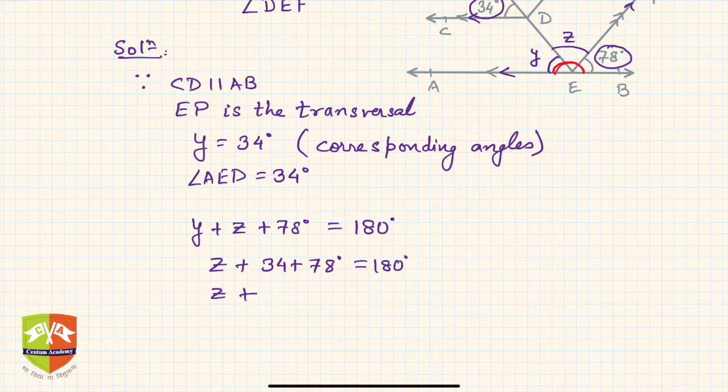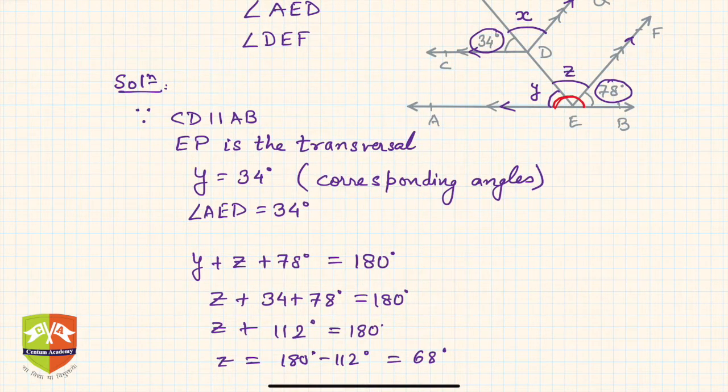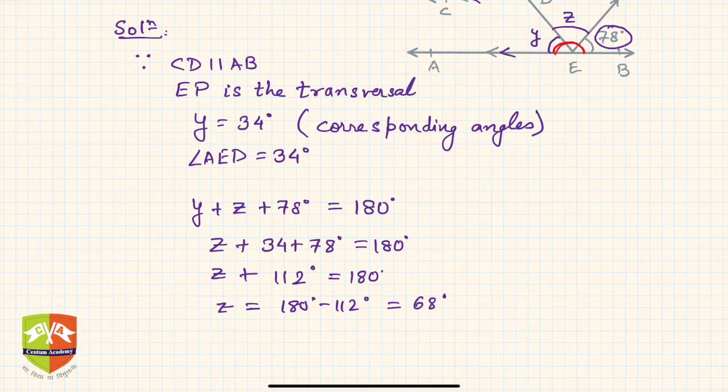So Z plus, 34 plus 78 is 112 degrees. Fair enough. So hence Z will be equal to 180 degrees minus 112 degrees, which is nothing but 68 degrees. So Z is 68 degrees. So hence angle DEF is 68 degrees.